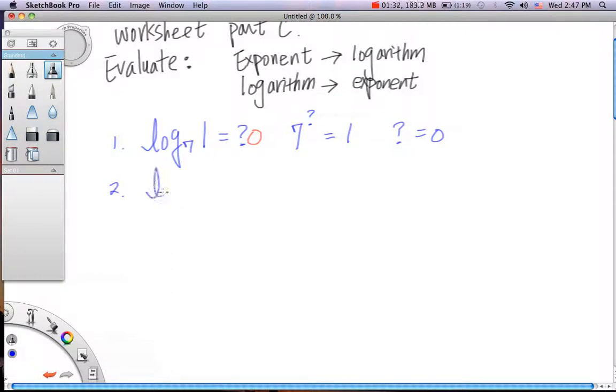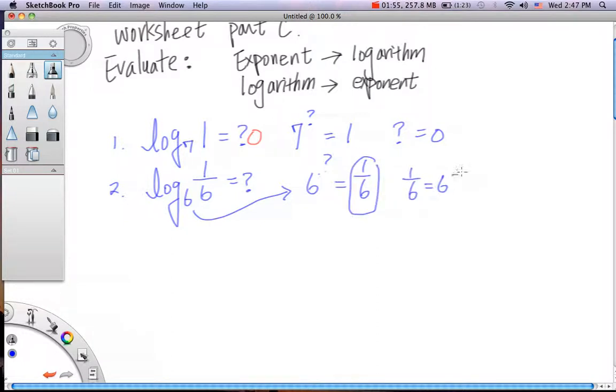Log base 6 of 1 over 6. What does that equal to? This is a logarithm, change it into an exponent. 6 to what power is equal to 1 over 6? Now remember, 1 over 6 is just 6 to the negative 1 power. So the answer shall be negative 1. So the answer here is negative 1.